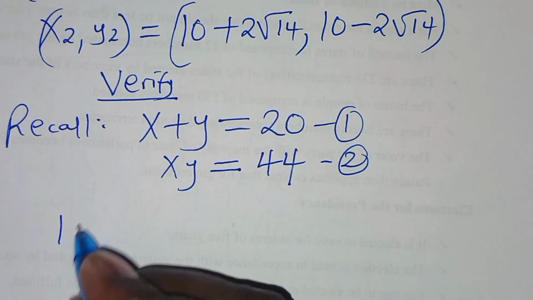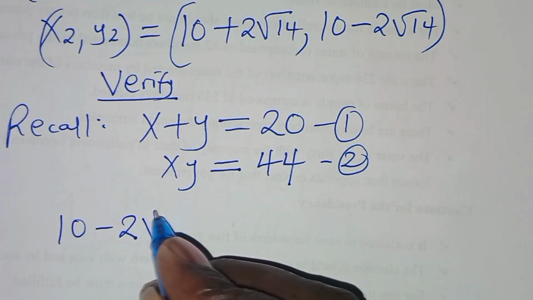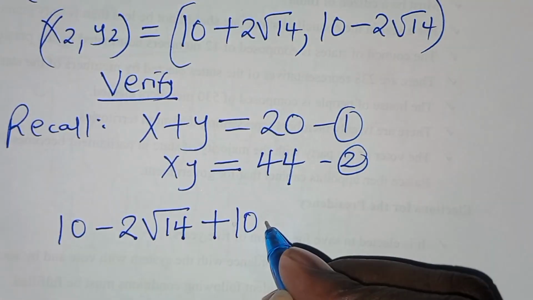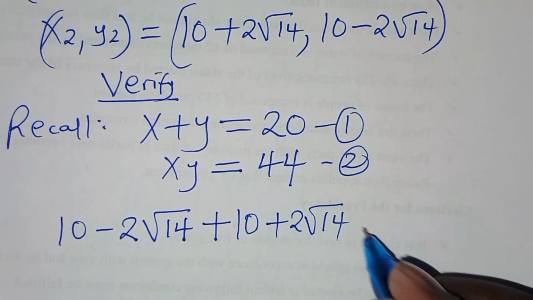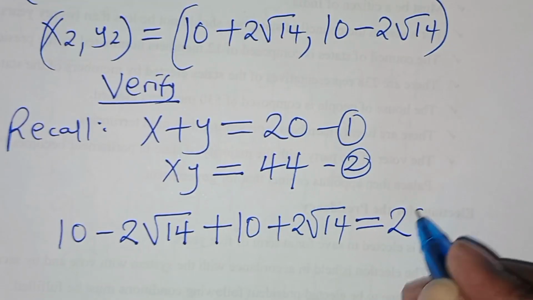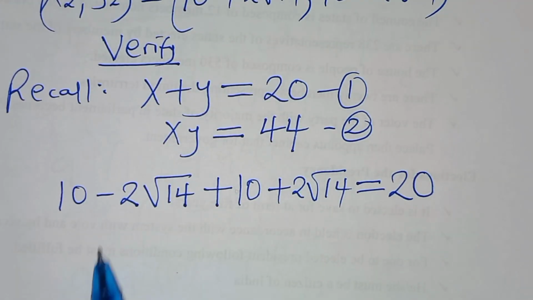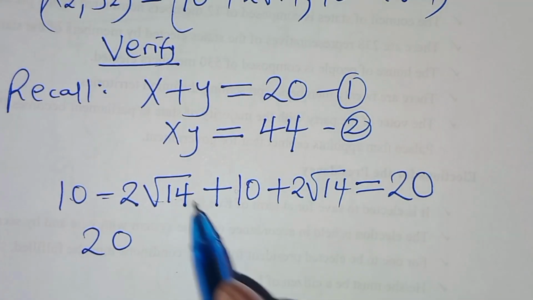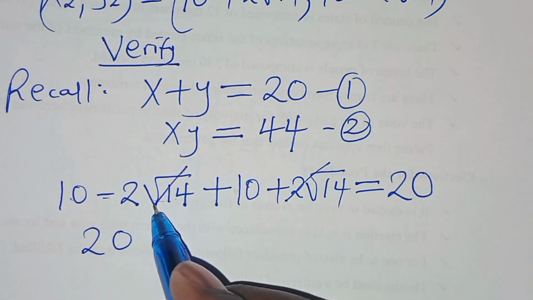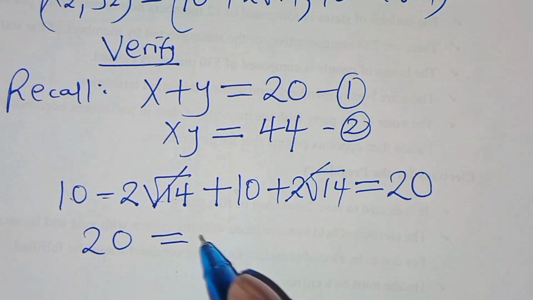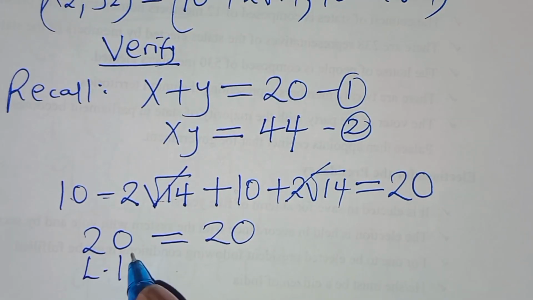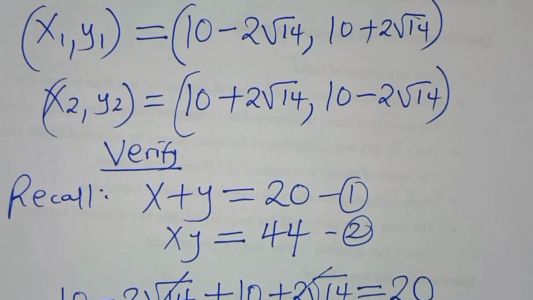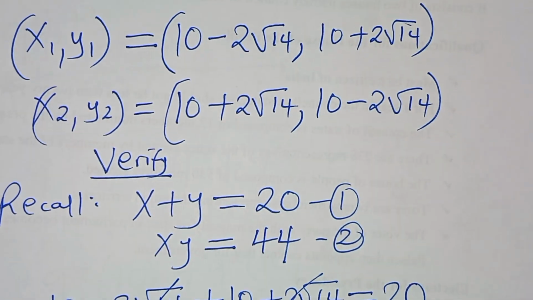So here we'll have 10 subtract 2 square root of 14 plus 10 plus 2 square root of 14. This should give us a value of 20. So here we have 10 plus 10. This is actually equal to 20. Then minus 2 square root of 14 plus 2 square root of 14. This simplifies. So this means that 20 is equal to 20. That means that the left hand side is equal to the right hand side. And that implies that x1, y1 satisfies the equation.